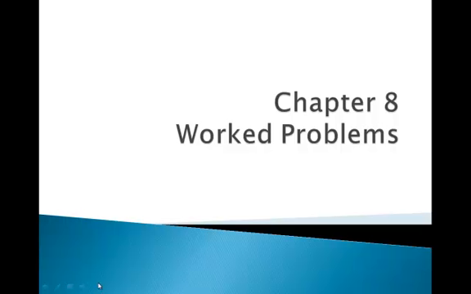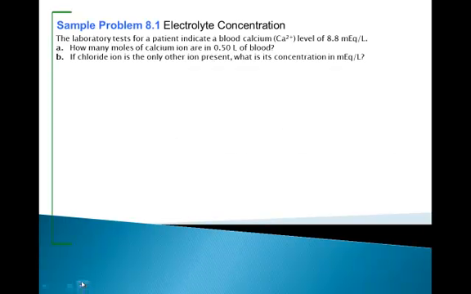In this video, we're going to look at some of the problems from Chapter 8 and work through some examples. The first one is asking us to calculate an electrolyte concentration. The problem says that a laboratory test for a patient indicates a blood calcium level of 8.8 milliequivalents per liter. We're asked to find how many moles of calcium are in 0.5 liters of blood. And then part B says if chloride is the only other ion present, what would be the concentration?